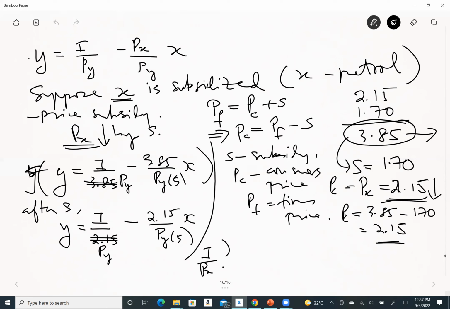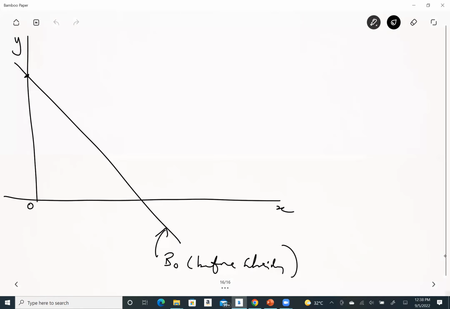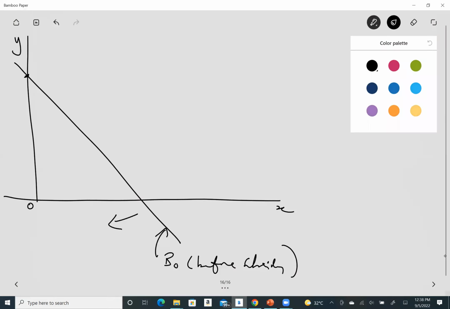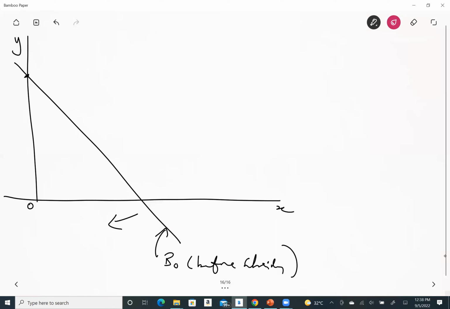Okay, so what happened to the budget line? Which way does it move, to the right or to the left? If the price increases, the shift was inside, right? Because we know that already. If the price of X decreases, then where does it go to? Must be to the right. Upward, outward. Outward will be like that. So that is B1.